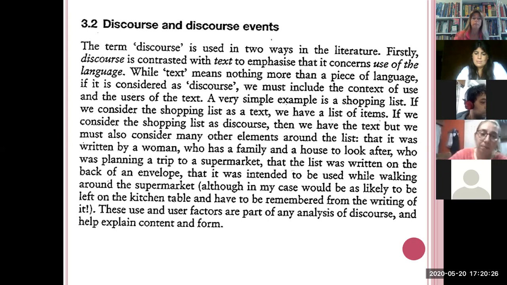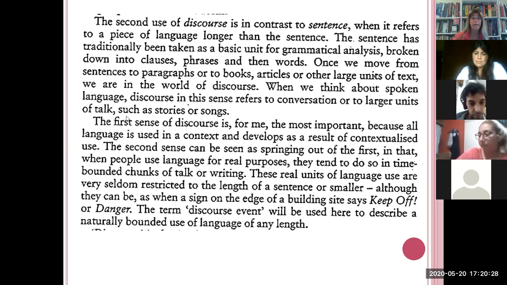Right. So then, here there is the difference between the second use of discourse, which is in contrast to the sentence, that we've already discussed. And then, what else?